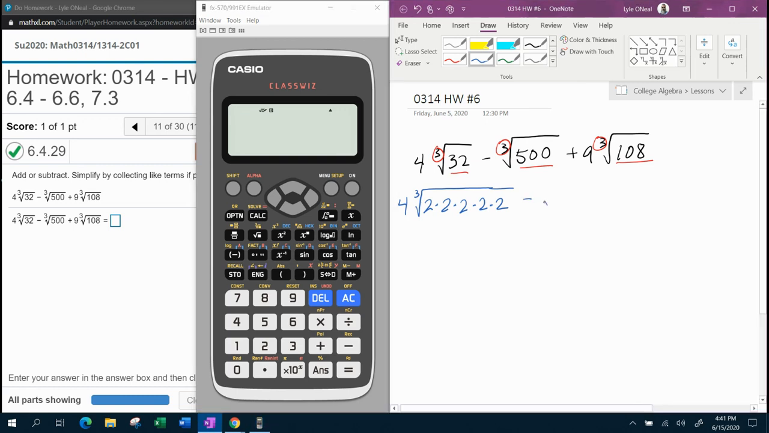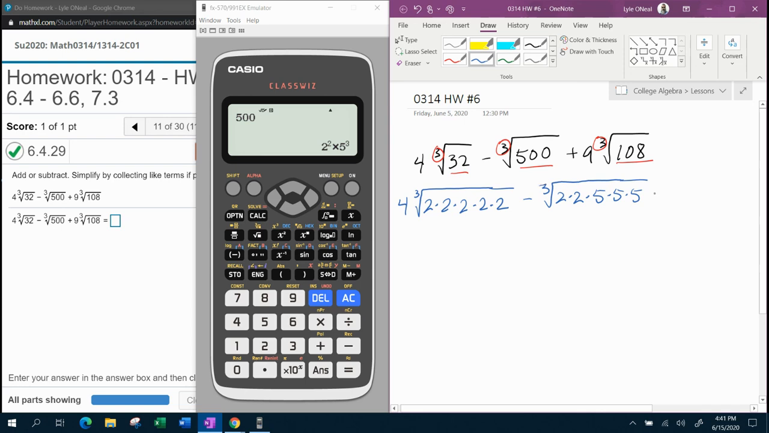Minus cube root of, and then we're going to do the same for the 500, okay? 500, shift, prime factorization of 500 is 2 times 2 times 5 times 5 times 5. So if I multiply 2 times 2 times 5 times 5 times 5, it'll make 500. That is the prime factorization of 500.